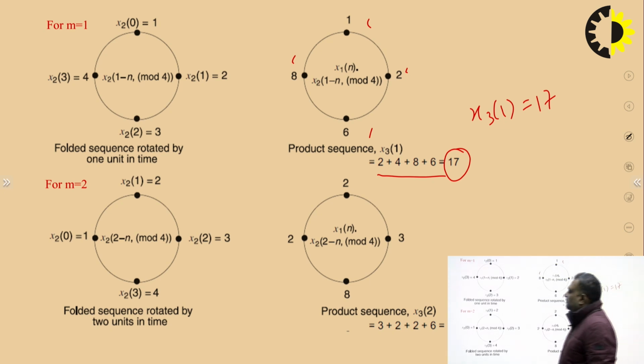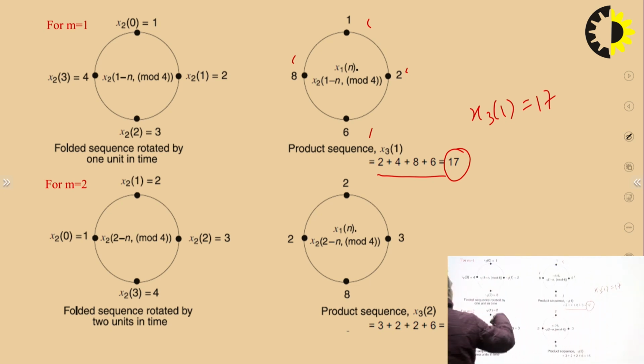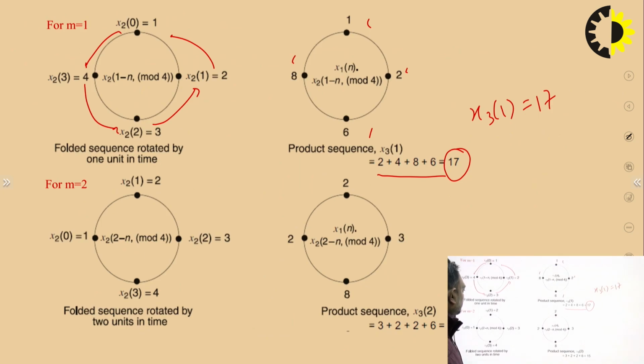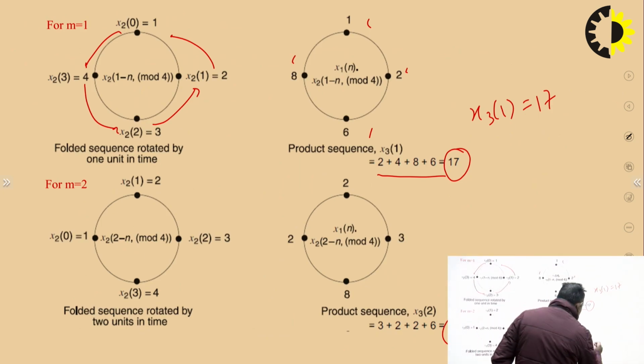Then again for m equals 2, you take another shift. So this sequence will become here, this will become here, this will become here, this will become here. So you are getting this. Again you multiply this sequence with the first sequence, you add it up, and you get the third sequence. So x3(2) will become 15.